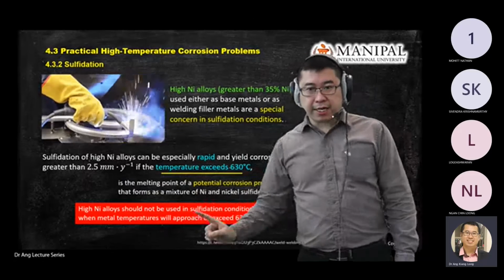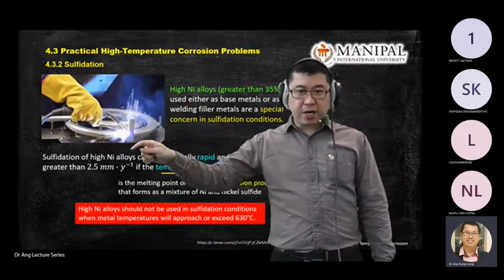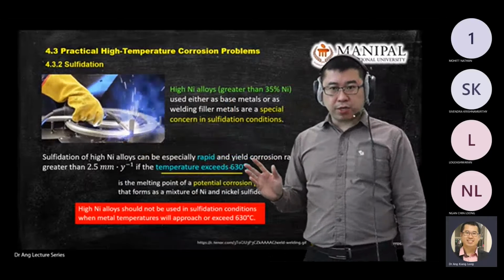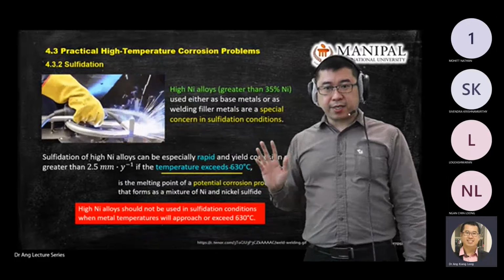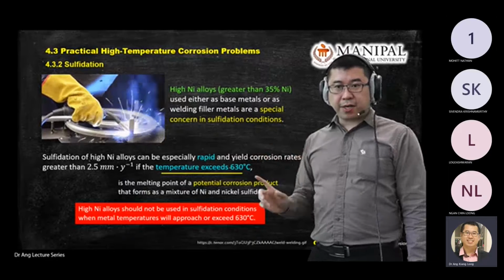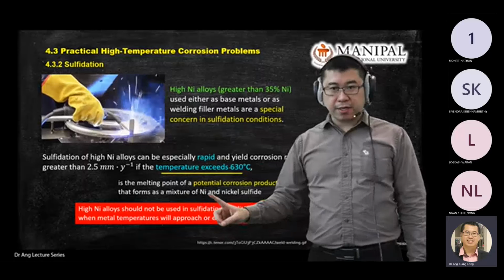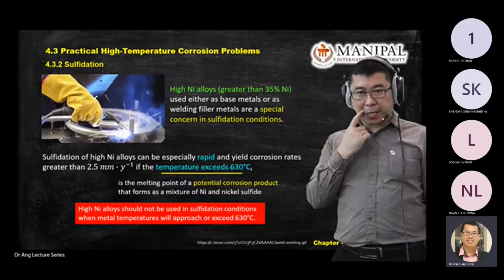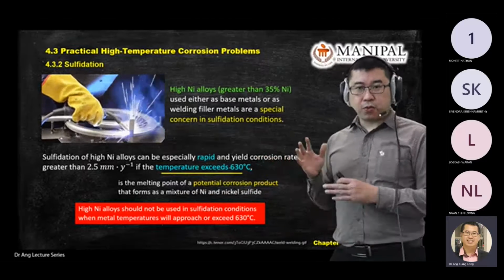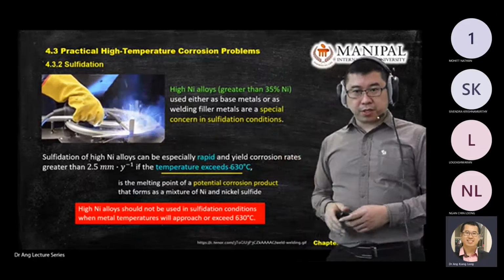Again, this is just a highlight of this statement. Just remember, high nickel alloy is good for sulfidation, but you have to control the temperature. Do not exceed 600 degrees C or 630 degrees C. Why? Because after 600 degrees C, there's a potential of melting the nickel oxide and nickel sulfate. So this is the reason why we need to stress, if you work with high nickel alloy, you need to control your temperature.